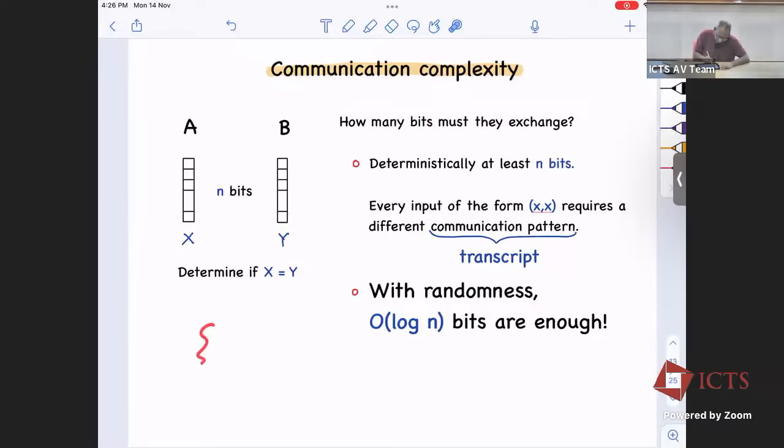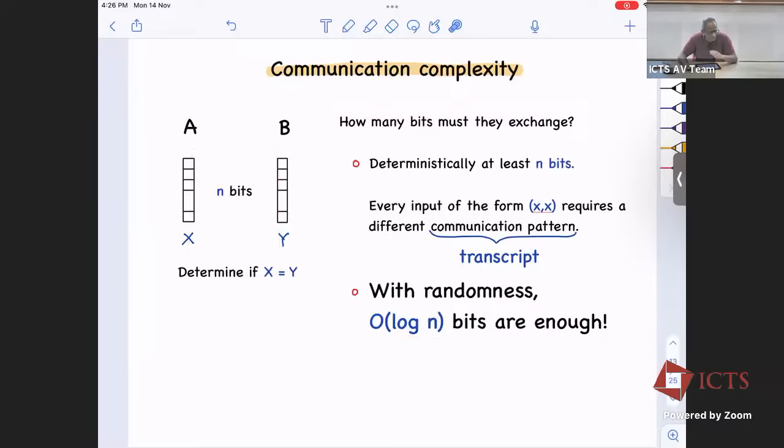Now it turns out that with randomness, and if you allow yourself a small probability of error, let's say I'm allowed to err with probability 1 over 100, then there are protocols where even if they are trying to compare n-bit strings, just log n bits of communication is enough. It might look paradoxical, but I'll let you think about it.